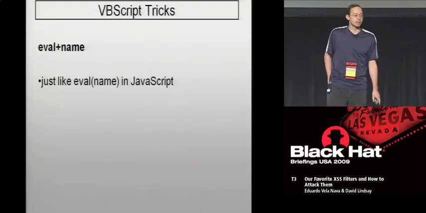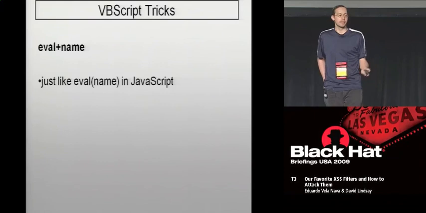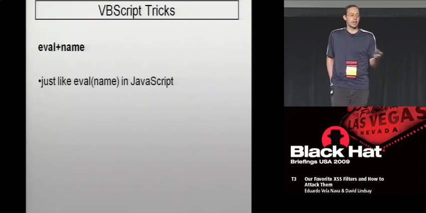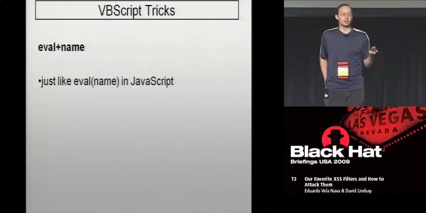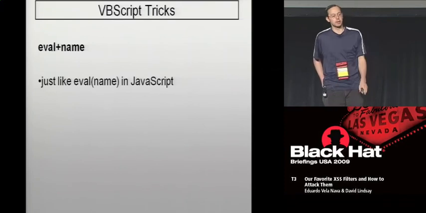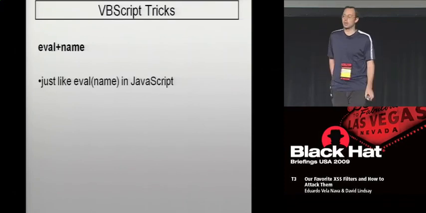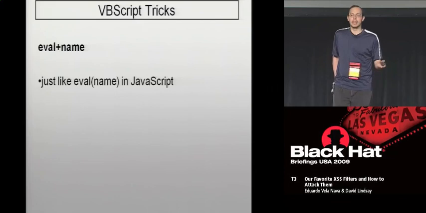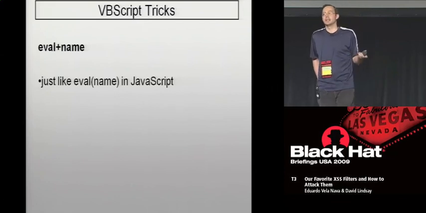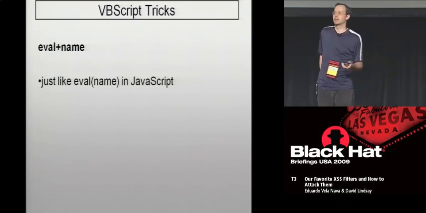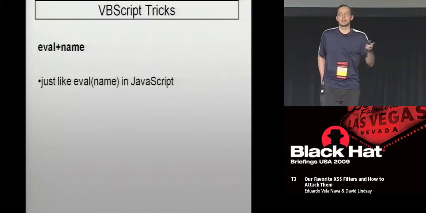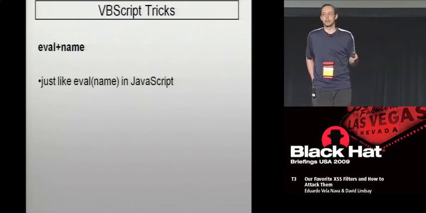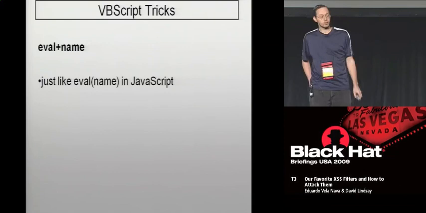And then another one is just something like this, where you can do eval name, but the VBScript equivalent can be executed like this with just a plus character, which is also pretty novel. And again, you can imagine somebody trying to write a cross-site scripting filter. They could easily miss things like this because that doesn't include any of the normal characters that you might be looking for.